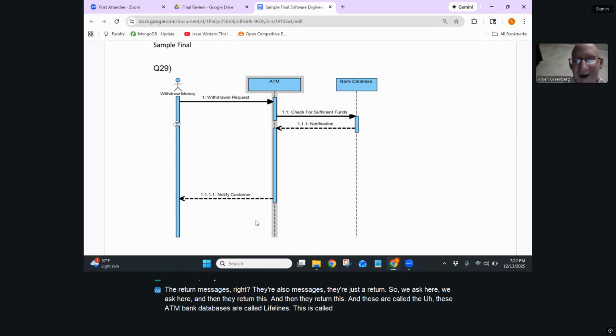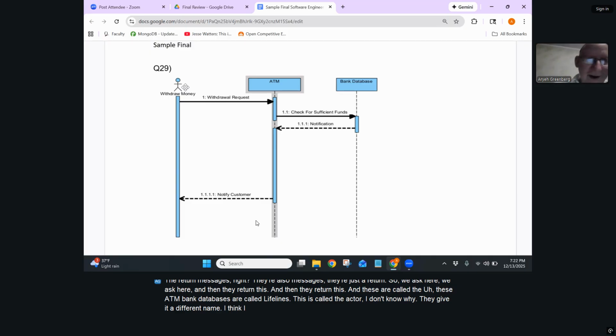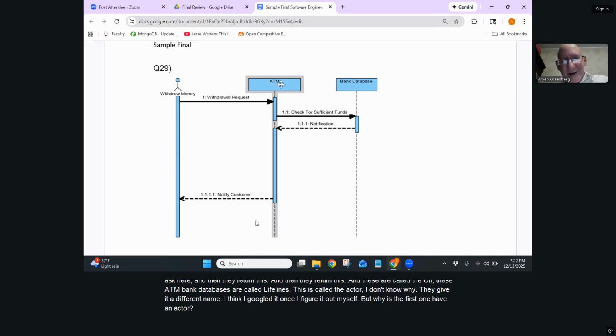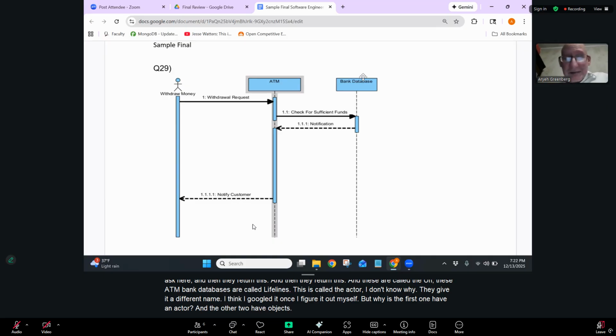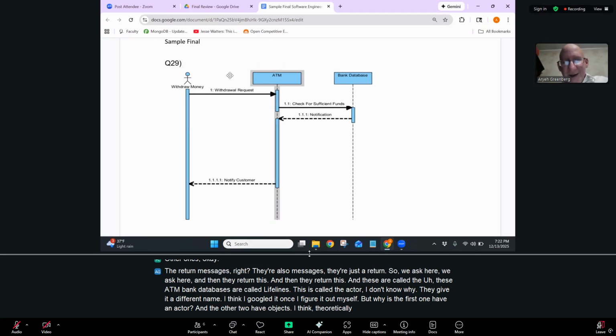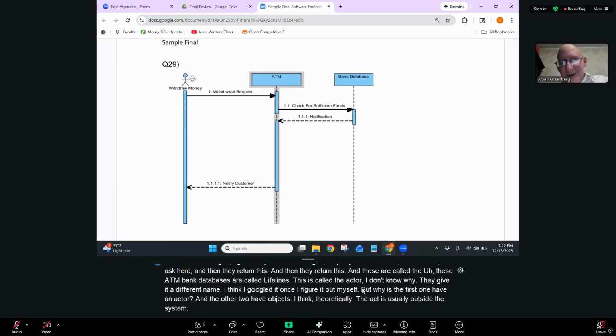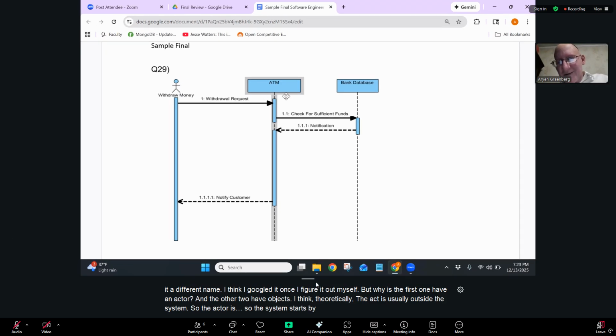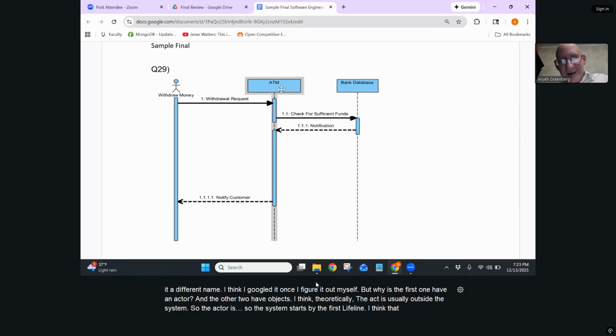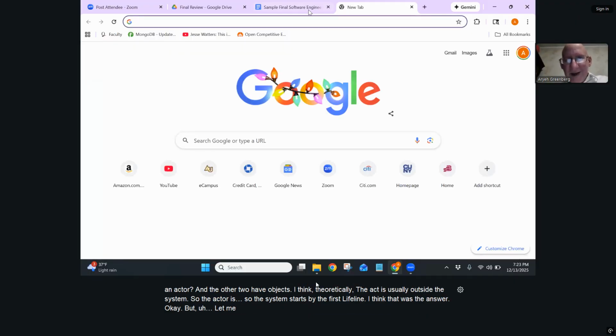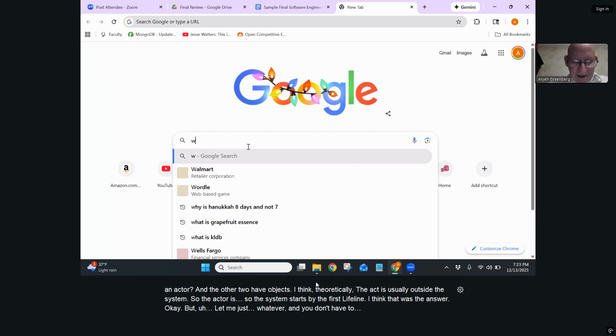This is called the actor. I don't know why they give it a different name. I think I Googled it once, I couldn't figure it out myself. But why does the first one have an actor and the other two have objects? I think theoretically, the actor is usually outside the system. So the system starts by the first lifeline. I think that was the answer. But let me just look at it real quick.